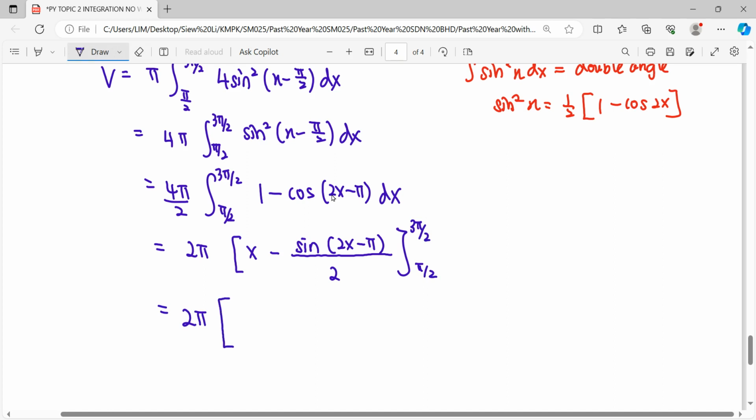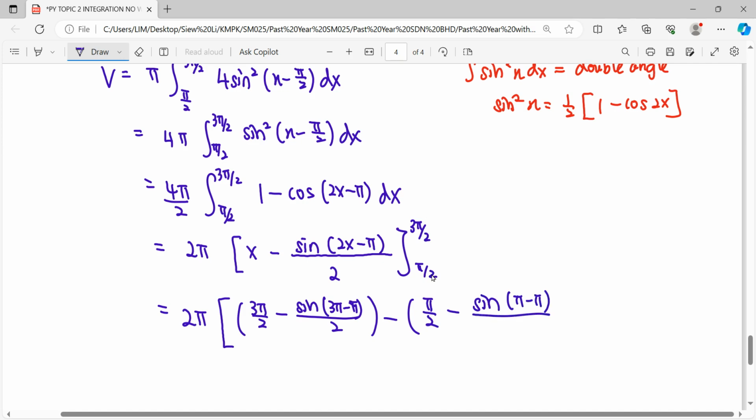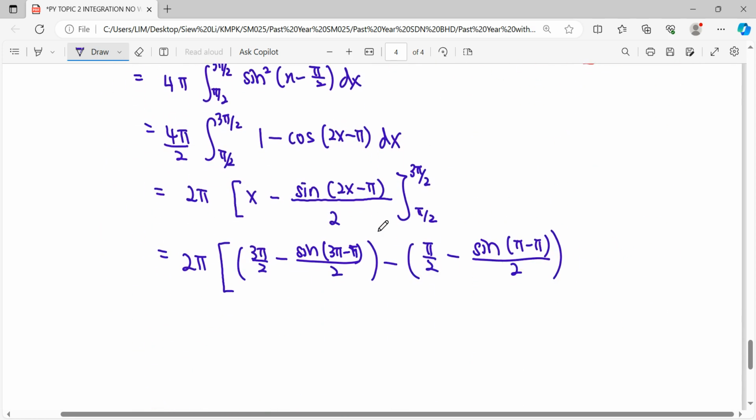So substitute the upper limit 3 pi over 2: 2 times 3 pi over 2, so 3 pi minus pi, minus the lower limit pi over 2 minus sine. Then 2 times this, it will be pi minus pi. So we have to show this. Finally, we can get this 2 pi squared.